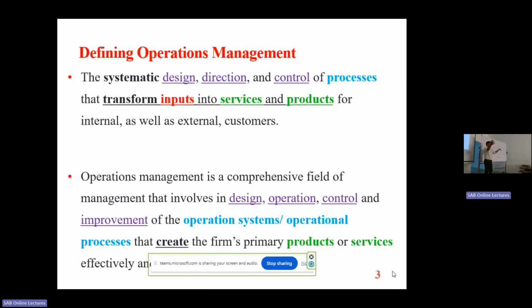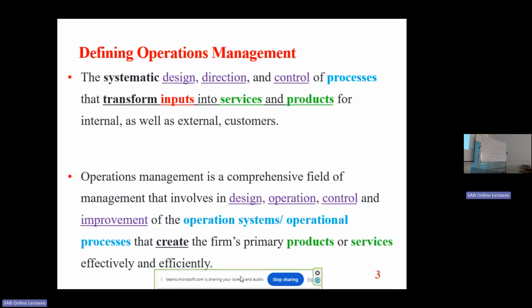Operations management is a broad area, and there are many topics and many theoretical concepts to discuss here. So that area is called operations management. To get an idea of what it is, I have given you 2 definitions. When you go through these 2, you will get a simple idea what operations management is all about.